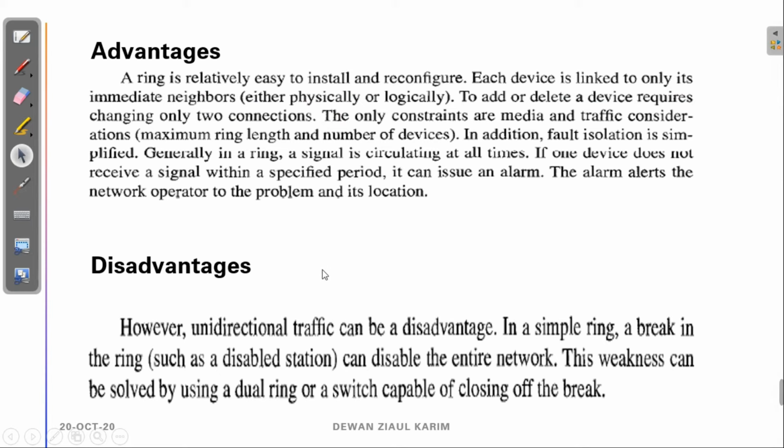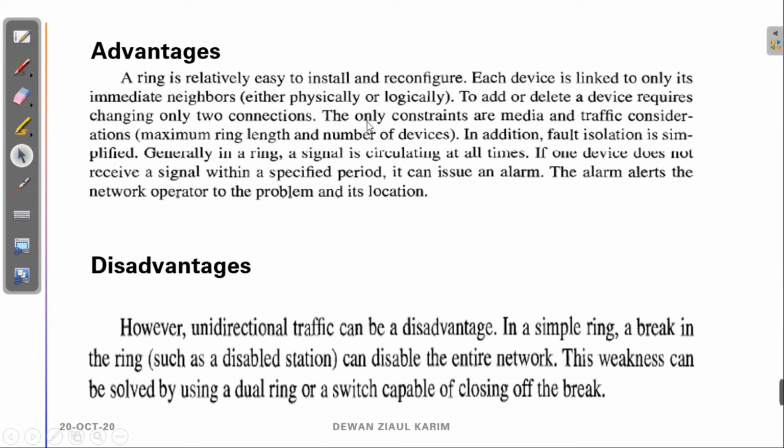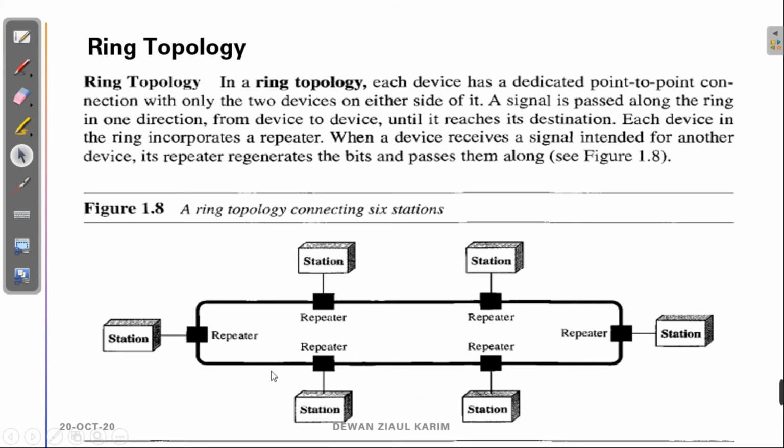Alright, so let me just move into the diagram. You can see each device is connected to its left device and the right device only using point-to-point connection. So if we want to add or delete a device, then we just need to change two connections, because all the stations are connected with only two devices, one on the left and one on the right. Whenever we want to add a connection, we just need to think about two specific devices, not the whole topology. We just need to think about this and this station over here.